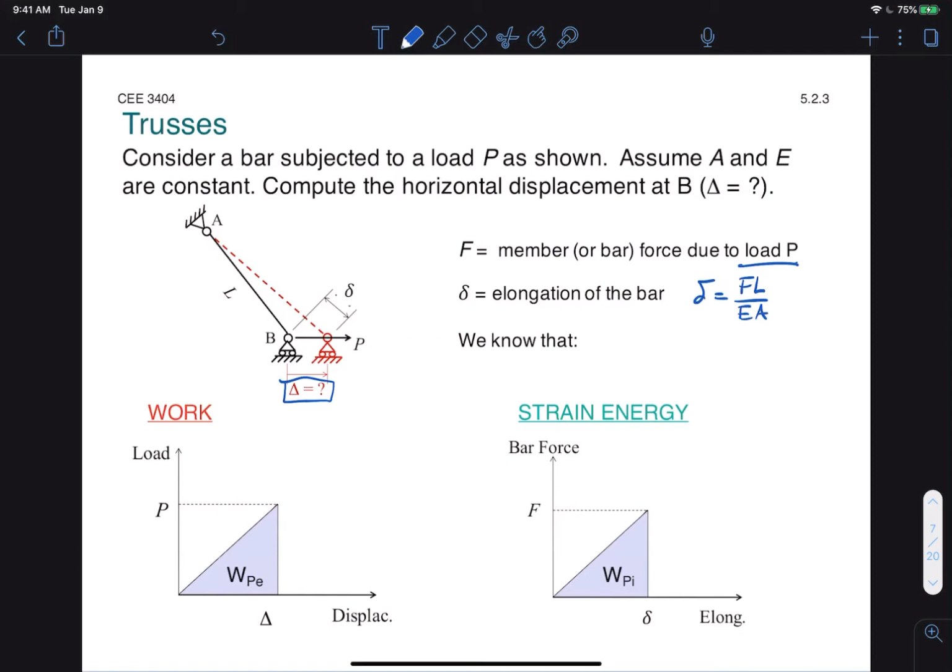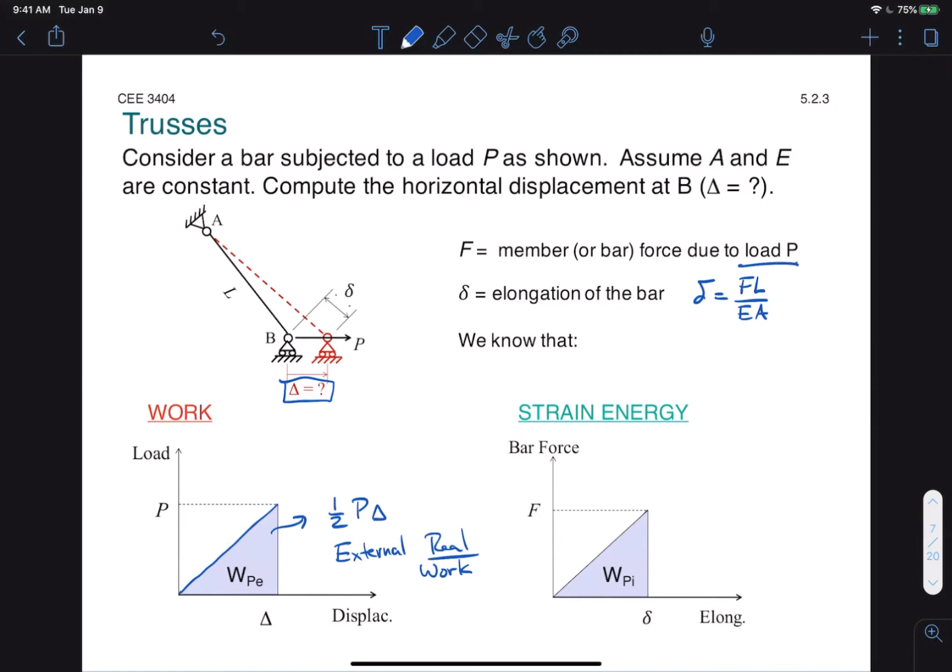We also know from the work energy conservation principle that the external load will work linearly over the external displacement delta, as we see in the bottom left graph. So we get an area under this curve which is equal to 1/2 P times delta. And this we'll call the external real work, to differentiate it from virtual work, which we'll cover in a moment.